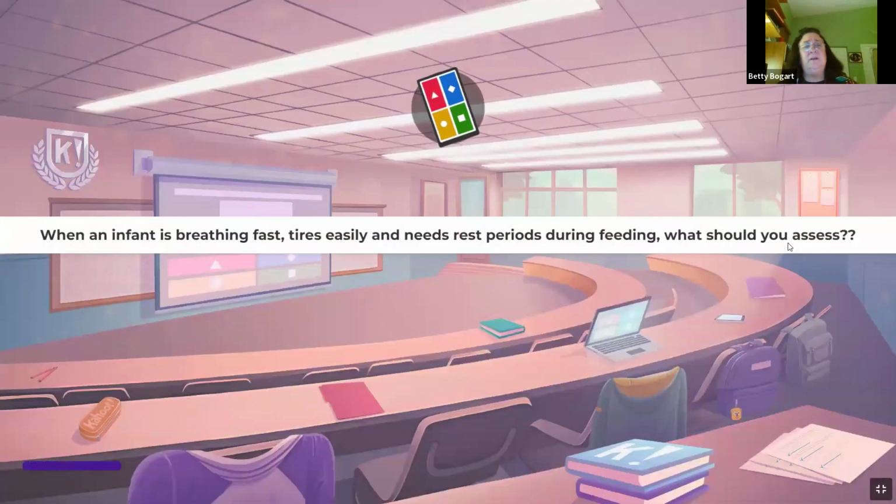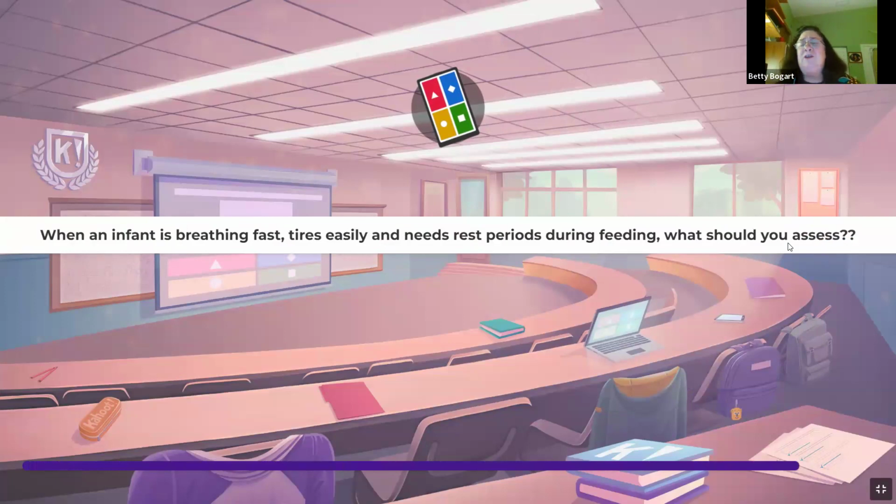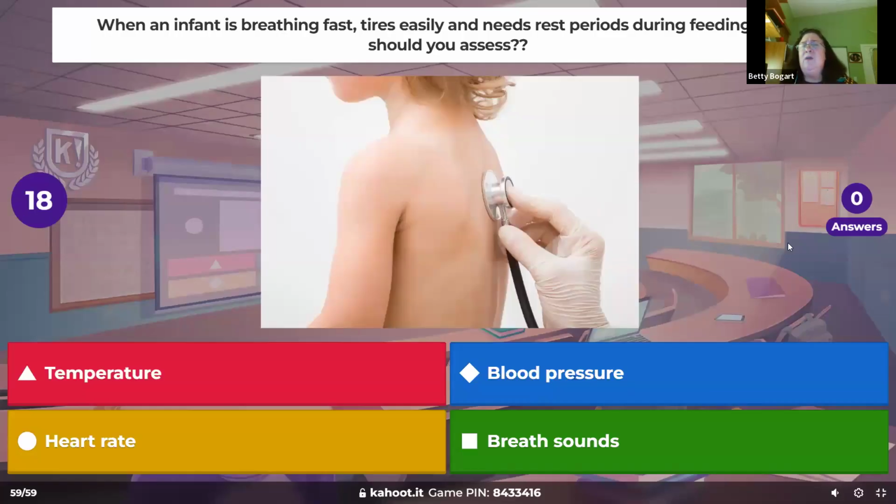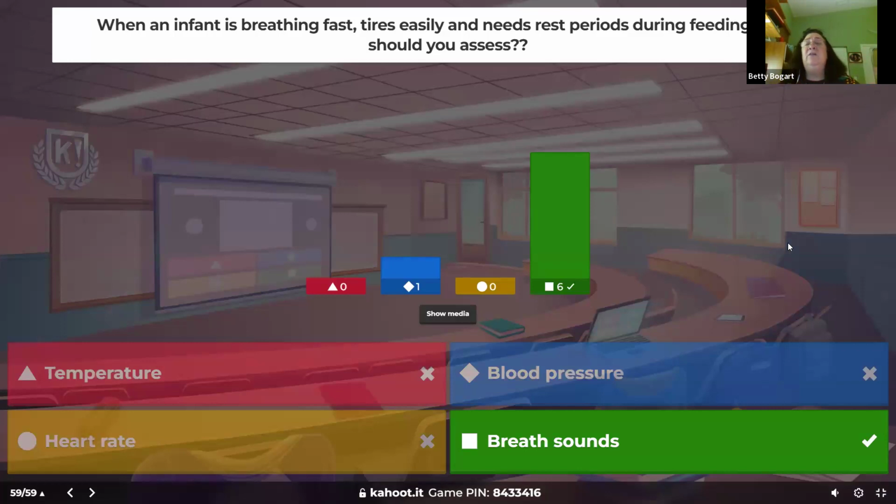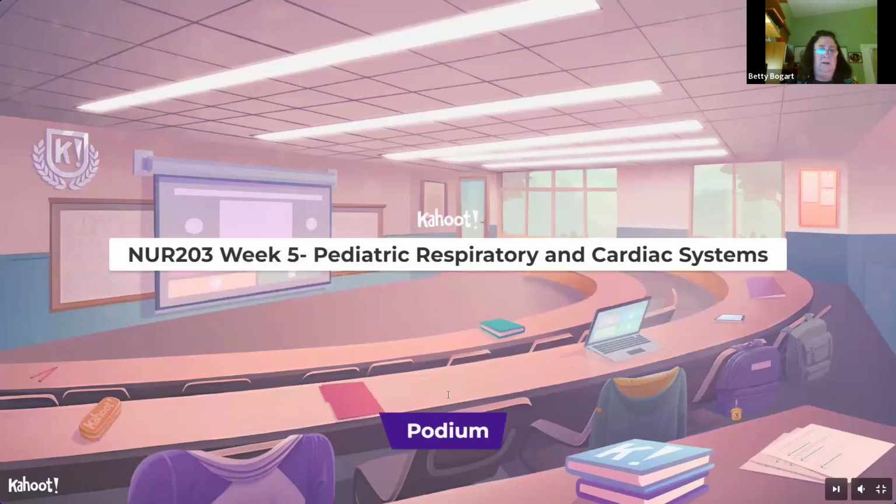And last question. When an infant is breathing fast, tires easily, and needs rest periods during feedings, what should you assess? What could be going on? This is telling you the lungs are filling up, going into congestive failure. Yes, check breath sounds. Very good. A lot of stuff tonight.